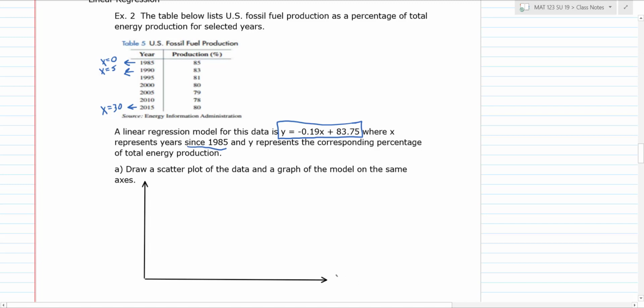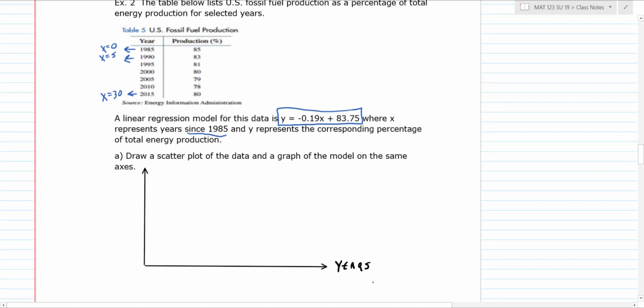It's important if I ask you to draw a scatter plot to label stuff. Students a lot of times don't label anything, and then your graph is meaningless. So this is years since 1965. So we're not going to go like 1985, 1990, and so forth. We'd be logical to go by fives and just label that like this: 5, 10, 15, 20, 25, and 30. And then we have a percentage.